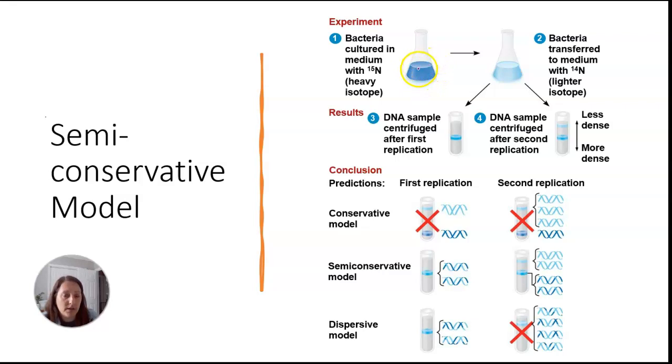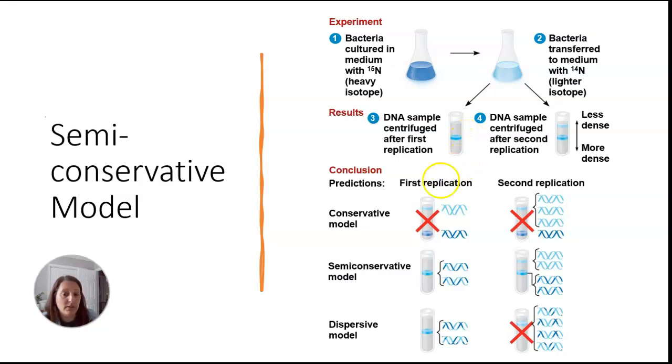They then took some bacteria out of here and transferred it to a new flask that had just N14 in it, so light nitrogen. So now the DNA is going to start to incorporate light nitrogen. They took some DNA out after about 20 minutes, which is just one generation, and then they let some stay in there. They put that DNA into a density gradient, and what they found is that all of the DNA from this first generation went to the middle of the column. And so that's going to be evidence that the DNA is made up of one light and one heavy strand, or one original and one new strand.